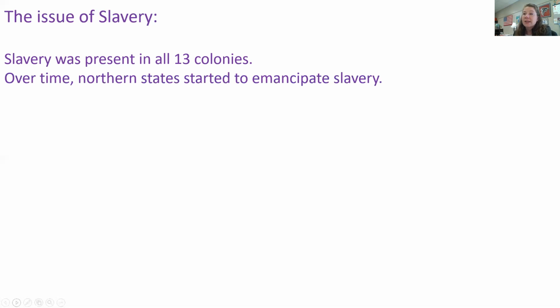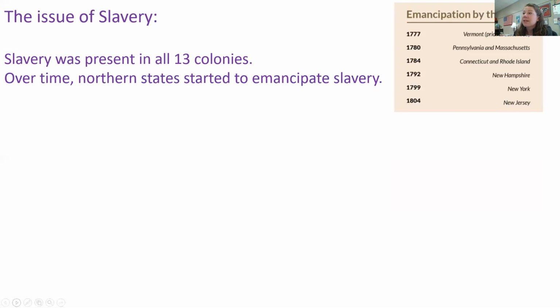Over time, though, and after the American Revolution and we became a country, the northern states started to emancipate slavery. So here are the years that states ended slavery. So Vermont was the first one. And then like New Jersey had slaves until 1804.